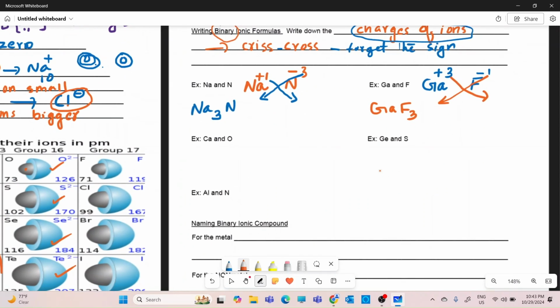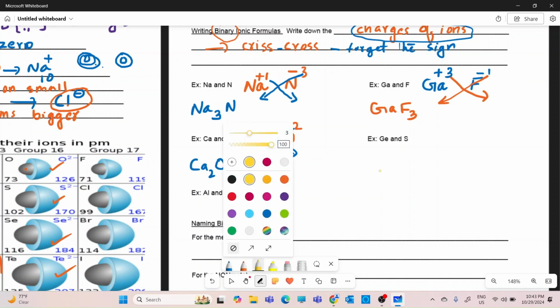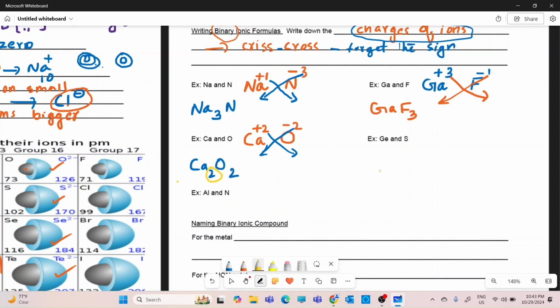And for some questions like this, you have calcium. Calcium is in group 2, so it is plus 2. Oxygen is minus 2. So we do the same thing. We do the crisscrossing, bring that down. So you will get Ca2O2. But this is not correct, because whenever there are numbers which are reducible, you have to reduce them. 2 and 2 are reducible. So for the correct formula, I'm going to divide 2 by 2. So you will get CaO.